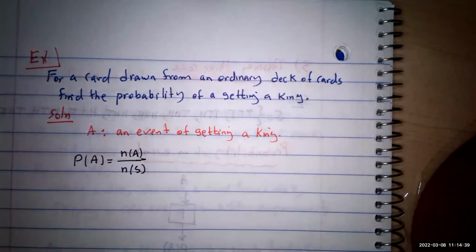How many kings do we have in a deck of cards? 4. So the top would be 4, and the total number of cards is 52. It's going to be 4 over 52. You simplify that, and it gives 1 over 13. And you're done. So the final answer is going to be 1 over 13, not 4 over 52. That's it. So the chance is 1 out of 13, if you like, to get a king when you draw a card. Any question?